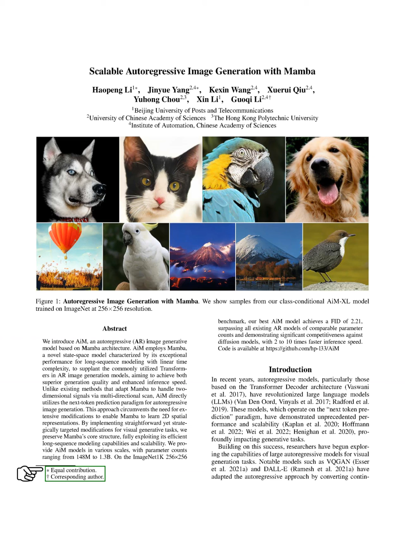Section: Introduction. In this section, we discuss the recent advancements in autoregressive models, particularly those utilizing the transformer decoder architecture, which have significantly transformed large language models. These models excel at predicting the next token and have shown remarkable performance and scalability, greatly influencing generative tasks. Building on this success, we have seen researchers investigating the use of large autoregressive models for visual generation.